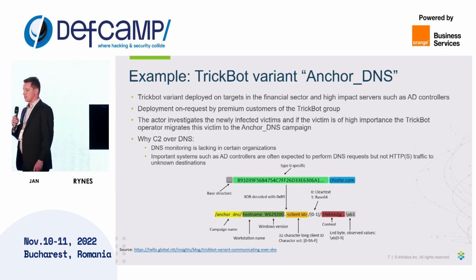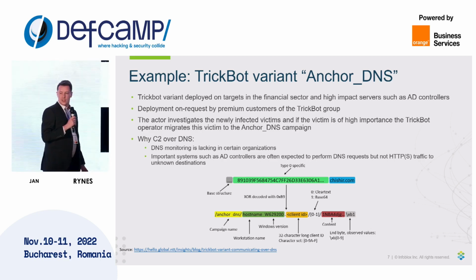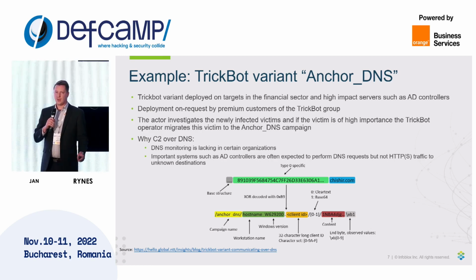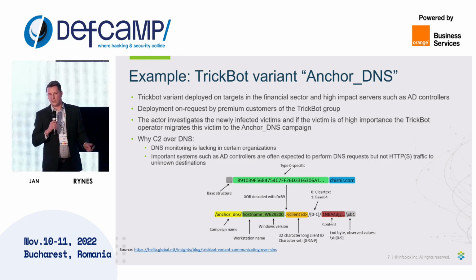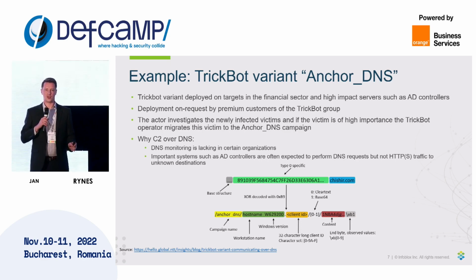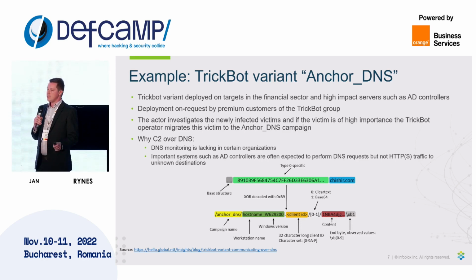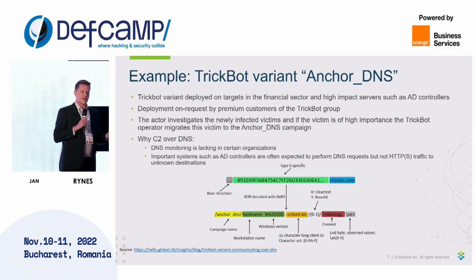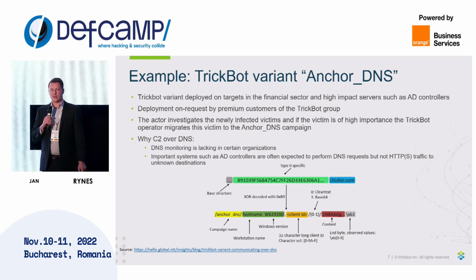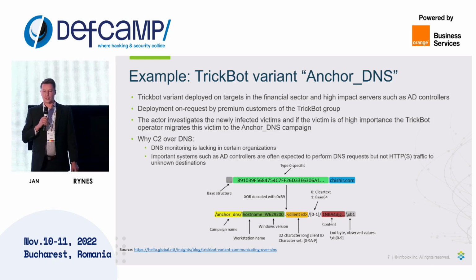So this one is malware from, you might know, TrickBot. TrickBot and their variants of TrickBot, there is plenty of variants. So this is only one of them, this Anchor DNS. And you might say, hey, Jan, that's not something new. Why are you showing us this slide? And I'm showing this because these guys have decided to target financial sector, and they decided to target the high importance machines inside the victims. So they were actually accessing the Active Directory controllers.